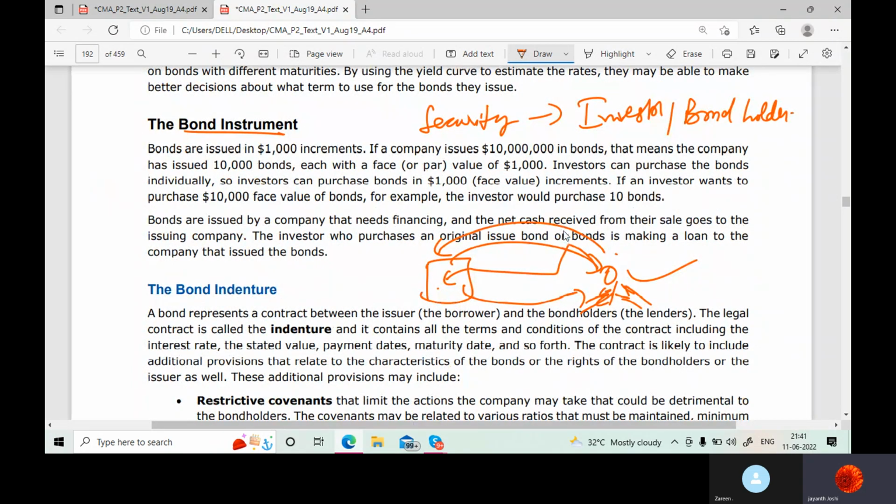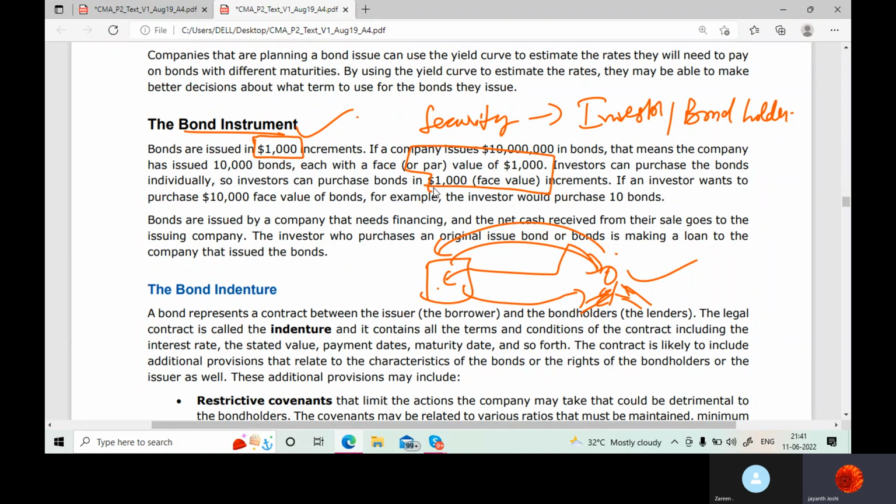Now, bond index. Here you can see that bonds are always in the denomination of $1,000. That is also called the face value or par value. That is the borrowed amount from you, on which the borrower will be paying you coupon, or interest, the agreed interest that you and the borrower fix when you make the agreement.